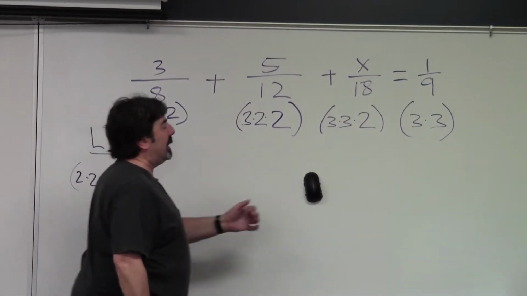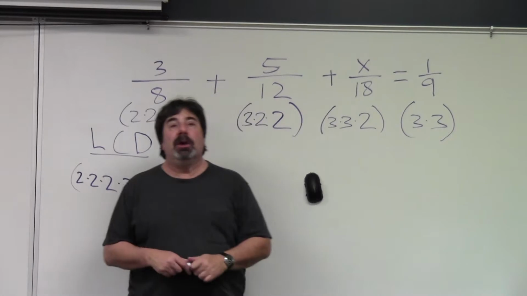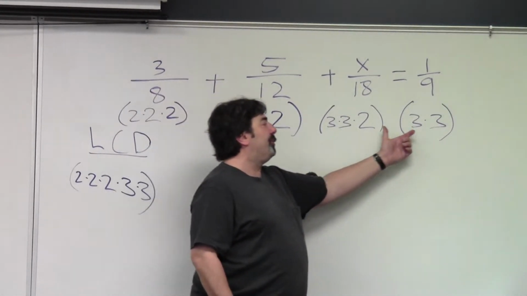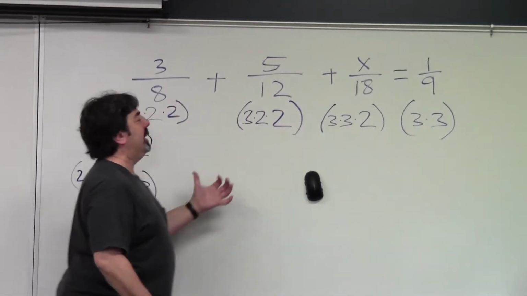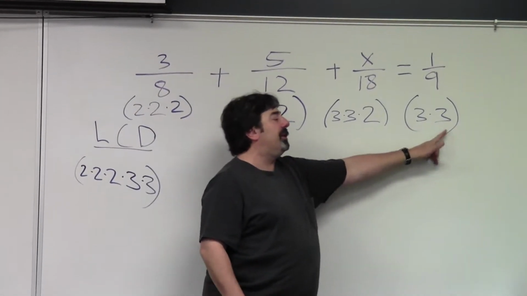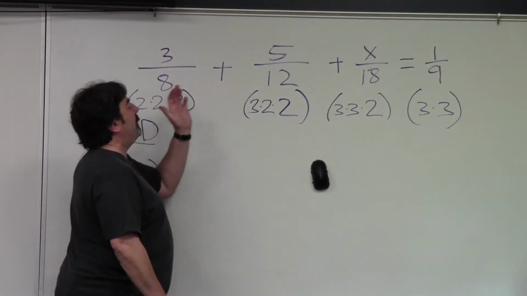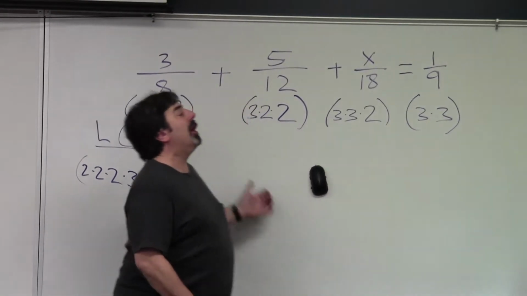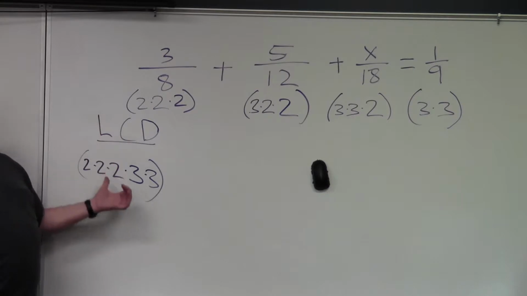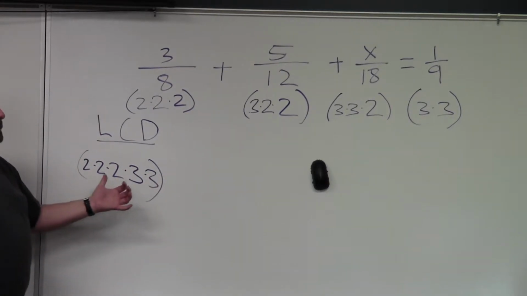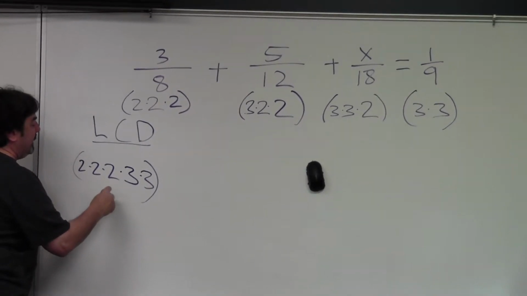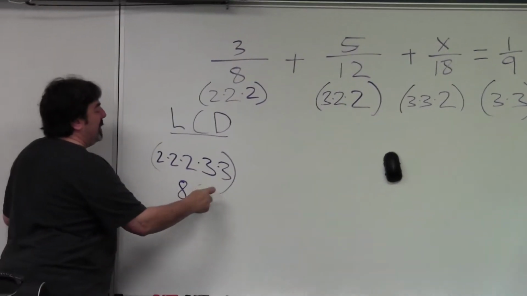Now we look at our last denominator, which is 9. We have to have 2 3's in our holding pen to cover the 2 3's in the denominator. We look here, and we already have 2 3's, so this denominator is covered. Now that we've covered every denominator in the problem, our holding pen holds the lowest common denominator for these fractions, for adding or subtracting these fractions. So we have 2 times 2 times 2, which is 8, and we have 3 times 3, which is 9.